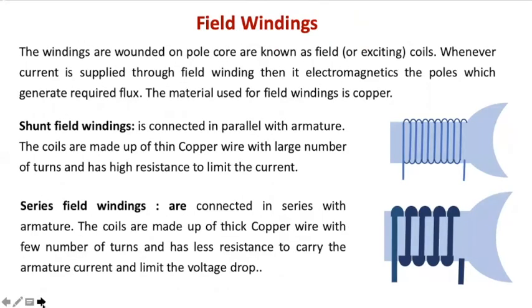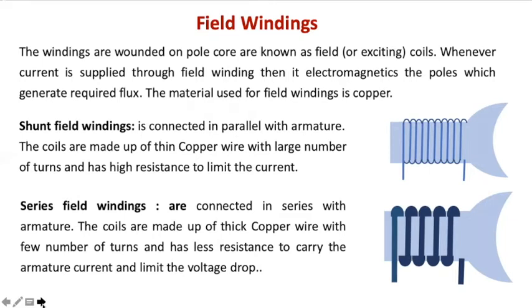Then comes the field windings. The windings are wound on the pole core, also known as the field windings or the exciting coils. Whenever current is supplied through the field winding, it electromagnetizes the poles, which generates the required flux.